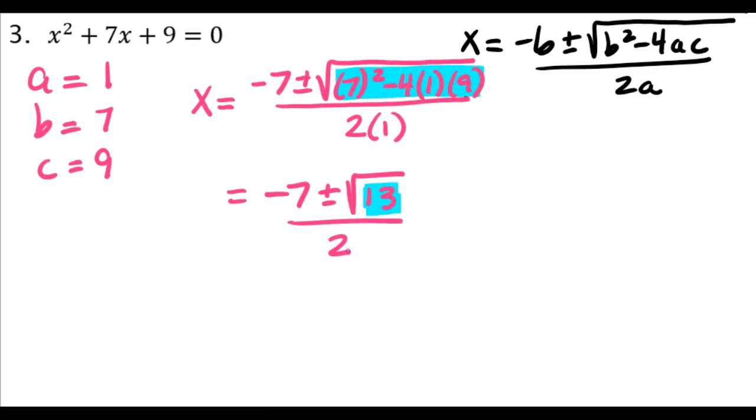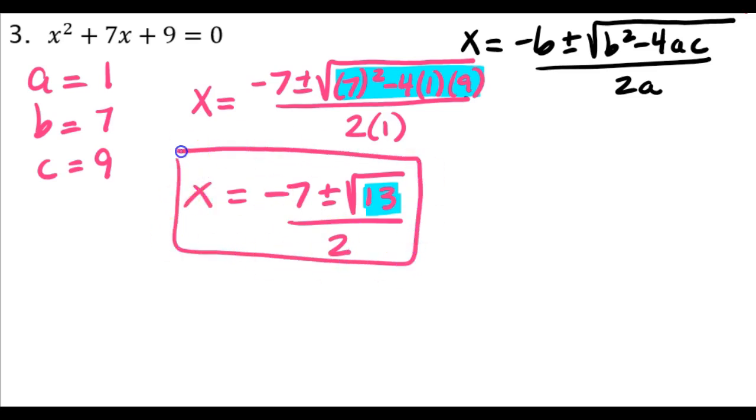Now, at this point, I'm actually done. And the reason I'm done is because the number under the radical doesn't simplify. I can't do a factor tree with 13. And so nothing simplifies, nothing reduces, so this one is completely finished.